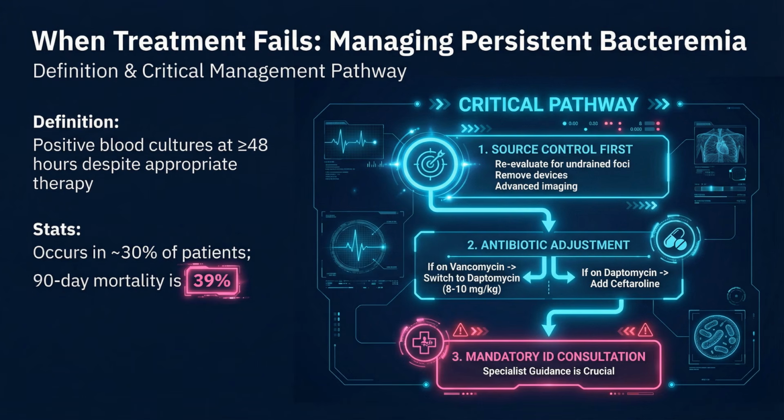Step 1, and always step 1, is source control first. You must aggressively reevaluate for any undrained foci, remove devices, and obtain advanced imaging. Step 2 is antibiotic adjustment. If the patient is on vancomycin, you should switch to daptomycin at a dose of 8 to 10 milligrams per kilogram. If the patient is already on daptomycin, you should add ceftobiprole. Step 3 is to obtain a mandatory infectious disease consultation.